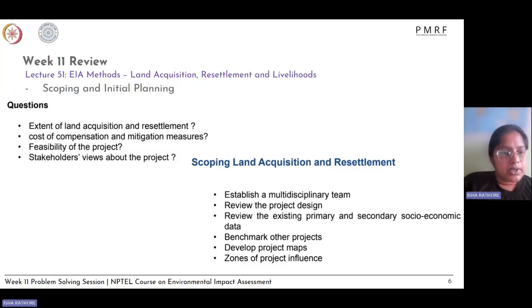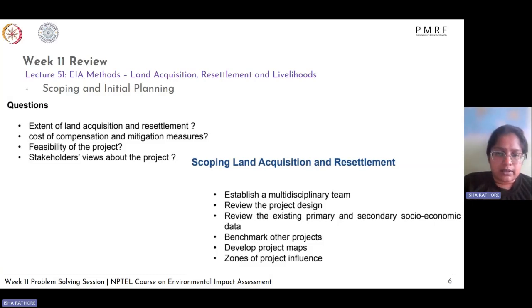So first is scoping and initial planning. The questions we need to ask here are: what is the extent of land acquisition and resettlement? What is the cost of compensation and mitigation measures? Whether this project is feasible or not, that is, doing the land acquisition and resettlement instead of choosing another site and building the same project. And stakeholders' views about the project, whether they are satisfied with the compensation and with the acquisition process, as well as the resettlement action plan. So their views also need to be incorporated.